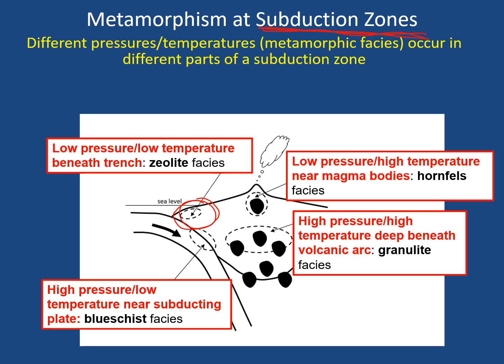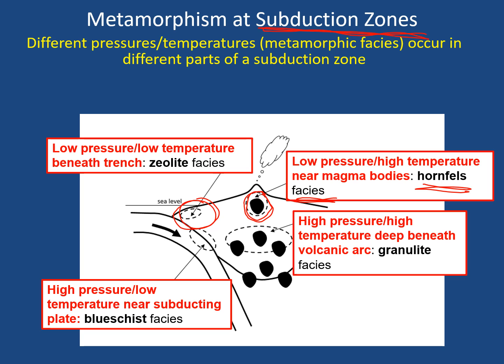That's going to give us zeolite facies rocks. On the other hand, maybe if we're right here, we're still not very deep, but we're really hot. Why are we hot? Because we're very close to the edges of that hot magma body that's migrated up from below. That's going to give us Hornfels facies. And by the way, this type of metamorphism, where the rocks are being baked due to proximity to a magma body, is called contact metamorphism.